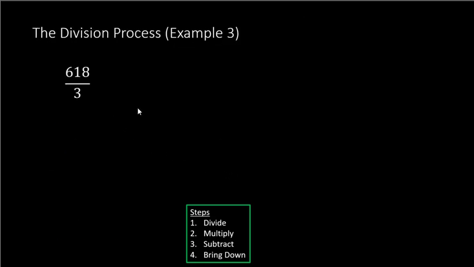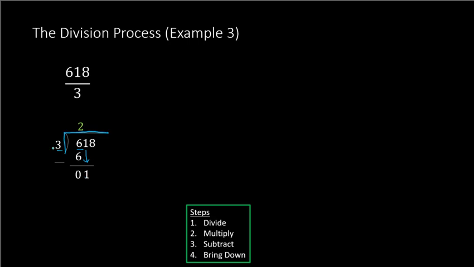Let's take a look at one more example. Here we have 618 divided by 3. So again, to set this up, we have 618 here, then divide by the 3, with the 3 on the outside. And we can begin our process with step 1, where we divide the 6 by the 3. 6 divided by 3 is 2, so put the 2 up here. Step 2 is multiply. 2 times 3 is 6. Step 3 is subtract. We subtract 6 minus 6 to get 0. And then step 4 is you bring down the 1, and then repeat the process back at step 1.